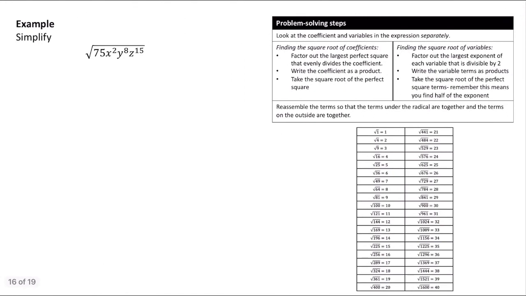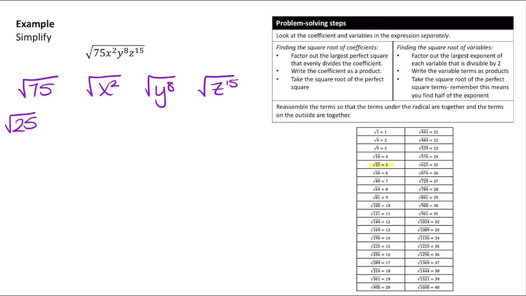So now let's try this example. We have the square root of 75 x squared y to the 8th z to the 15th. So we have the square root of 75, the square root of x squared, the square root of y to the 8th, and the square root of z to the 15th. For the square root of 75, let's use our chart of square roots to help us out. The largest perfect square that 75 is divisible by is 25, so we're going to use the square root of 25 to simplify this. So we have the square root of 25 times the square root of 3. The square root of 25 is 5, so we have 5 times the square root of 3.